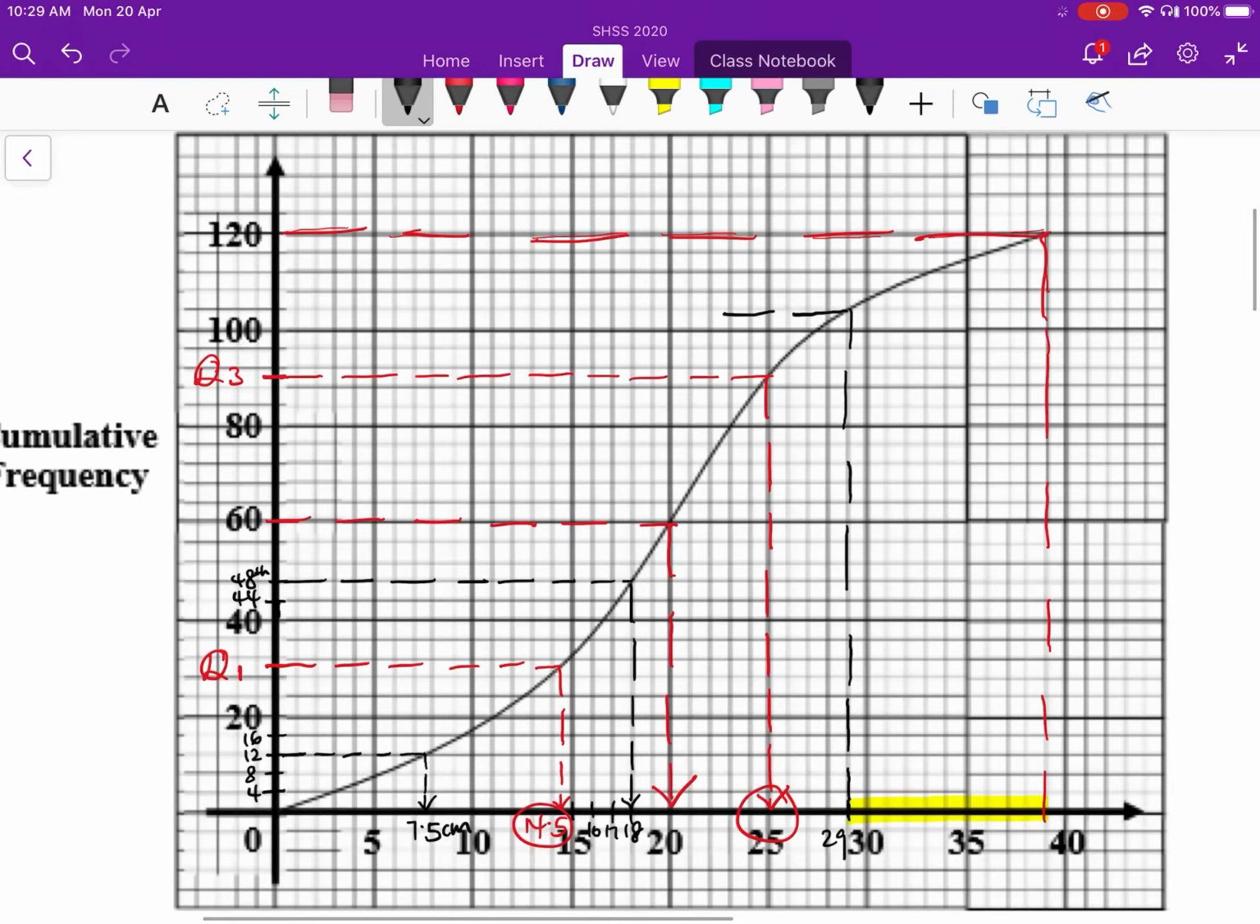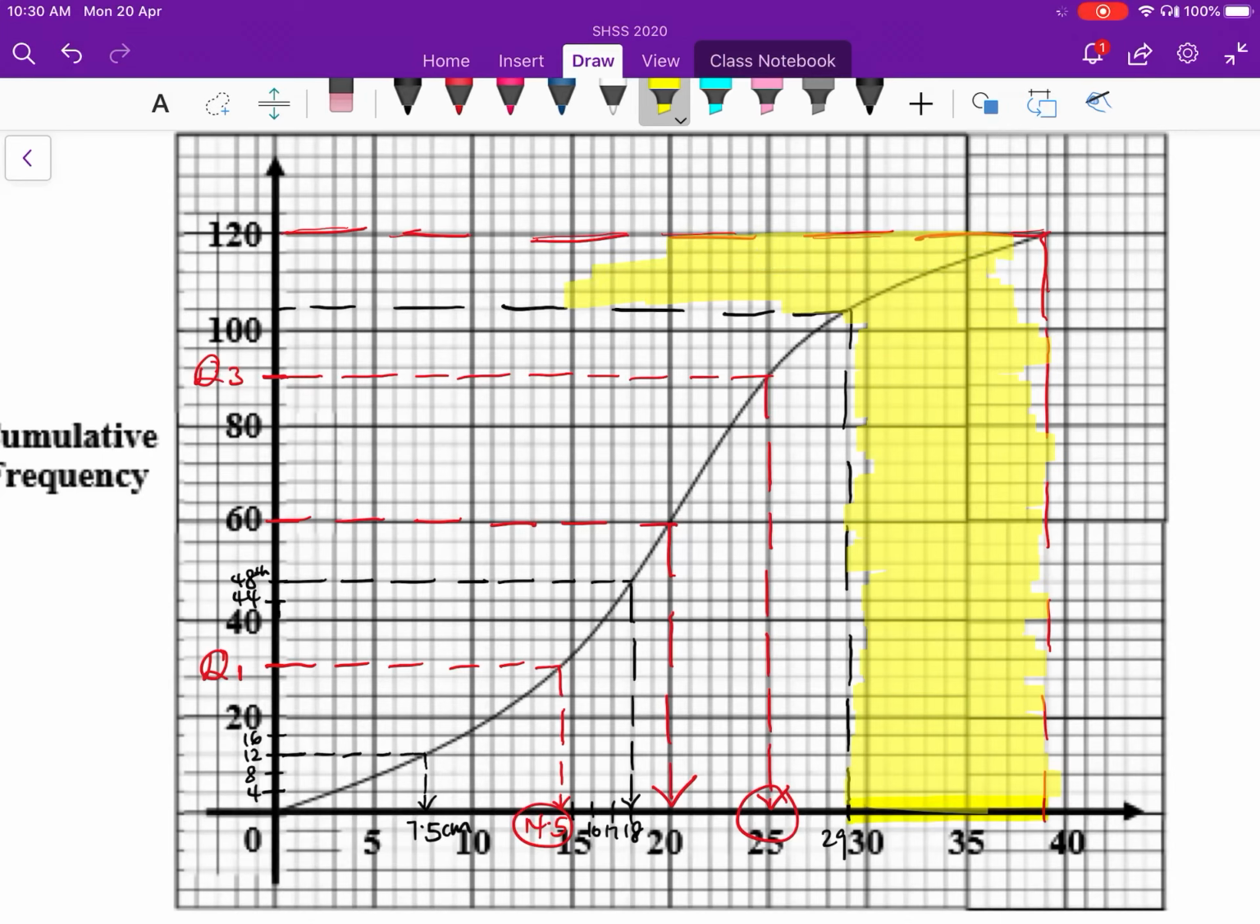I'm going to plot across. There you go. So I'm going to highlight this part of the graph, the plants that are more than 29 cm. Let's see how many plants are more than 29 cm after I finish highlighting. Okay, so this is the amount of plants. Here, there you go. So how many plants are there?